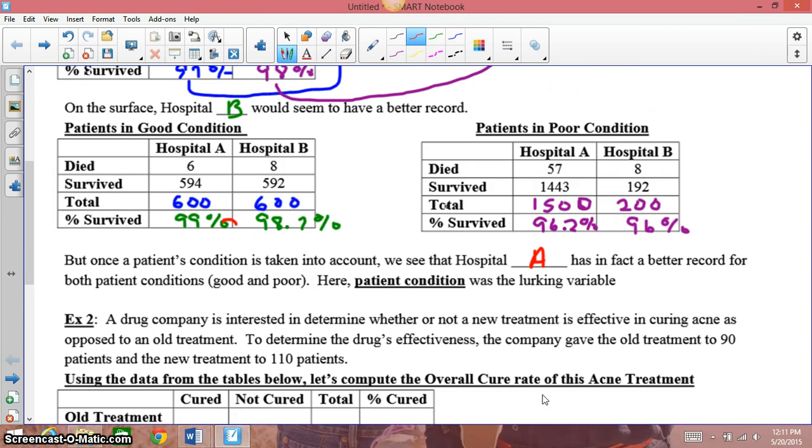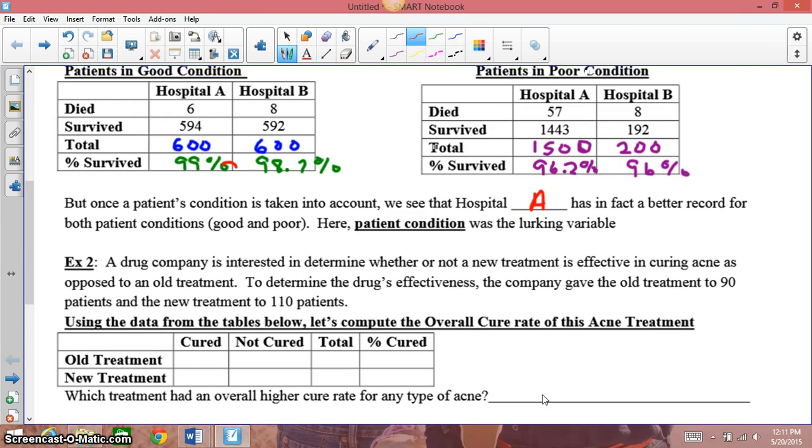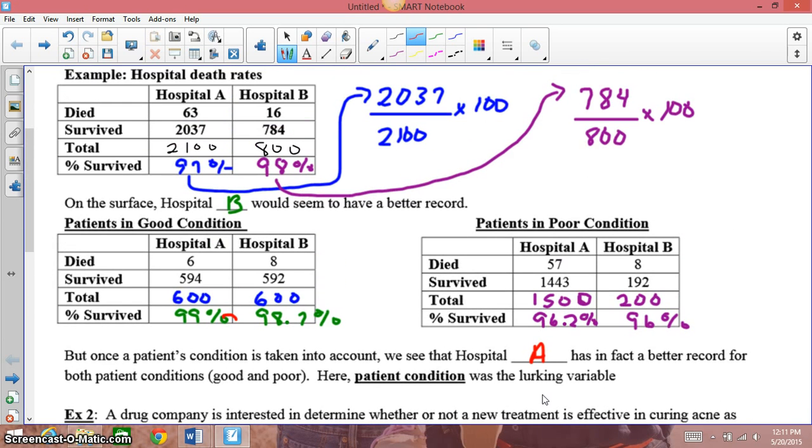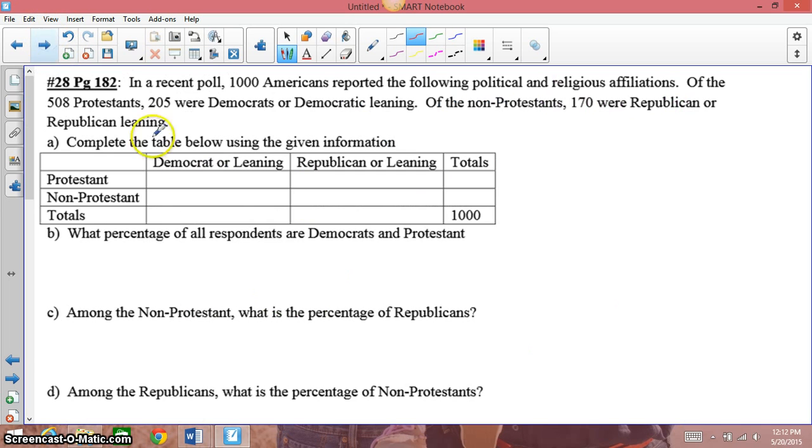Example 2 is very much the same. I'll let you definitely give yourself a try at seeing this idea of Simpson's paradox. But this previous example does exhibit Simpson's paradox because when grouped together, Hospital B appears to be the better hospital to go to. However, when separating by condition, it then appears that Hospital A is the better hospital to go to.